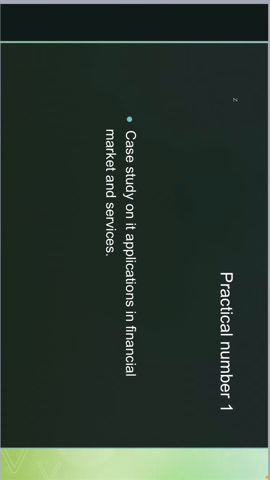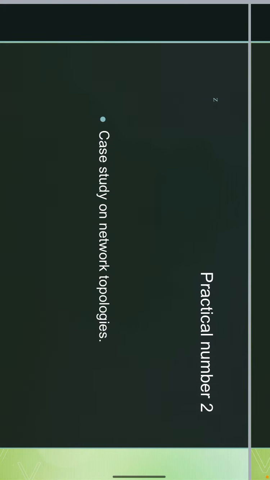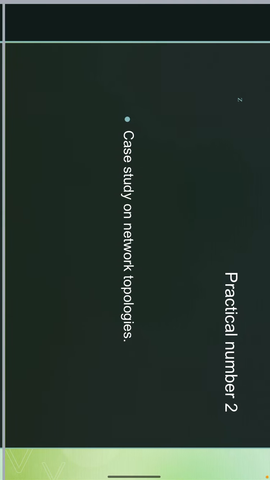So now moving on to the next, practical number 2. It is the case study on the network topologies, which is based upon your unit number 2. Your unit number 2 is about computer networks. You just have the introduction about the computer networks and the explanation about some of the concepts.